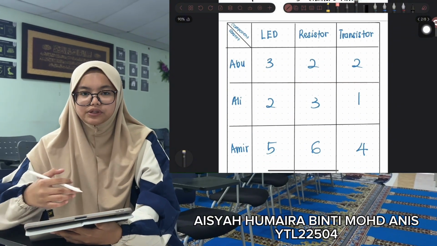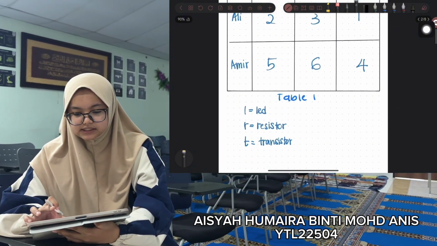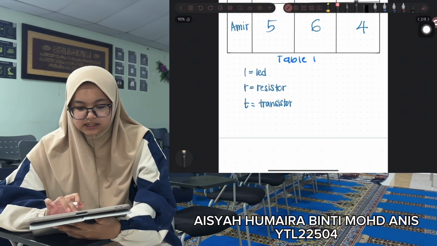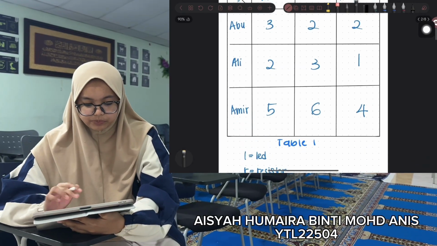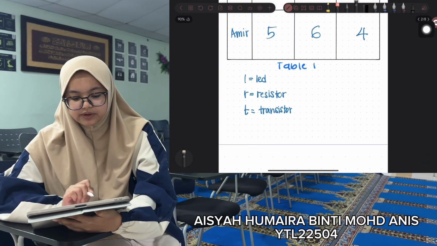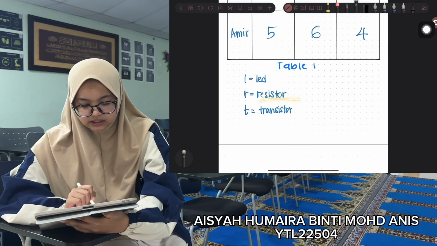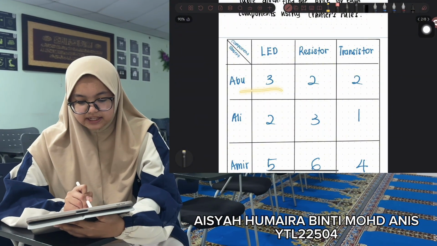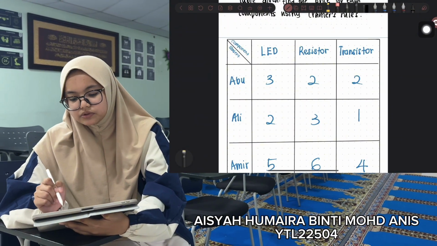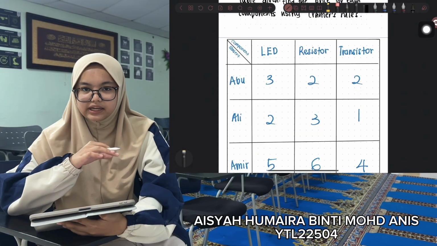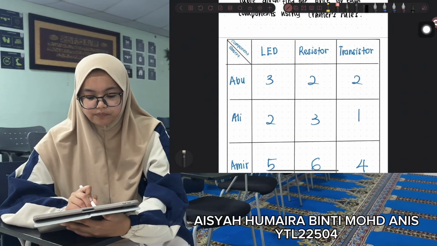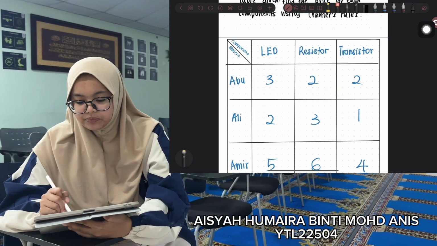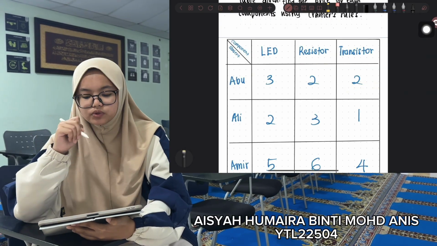So we use the common concept from mathematics, matrices or linear algebra. We let these components be variables: LED as L, resistor as R, and transistor as T. As we can see here, Abu has 3 LED, 2 resistor and 2 transistor. So we can make an equation: Abu equals 3L, which is LED, plus 2R, 2 resistor, plus 2T, which is 2 transistor.